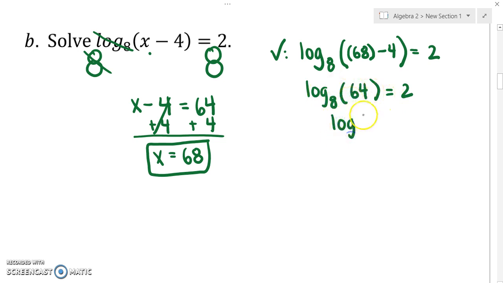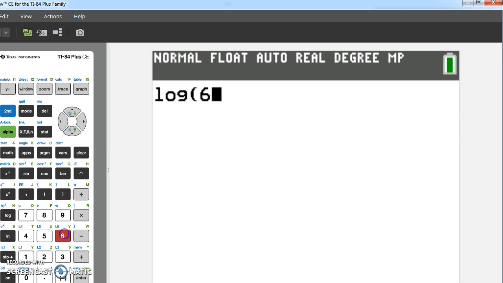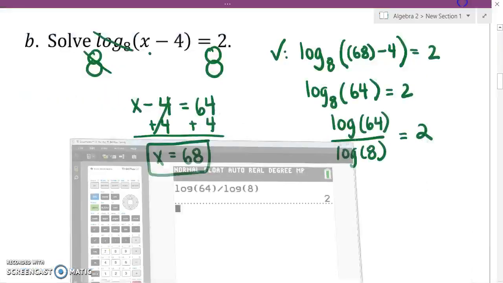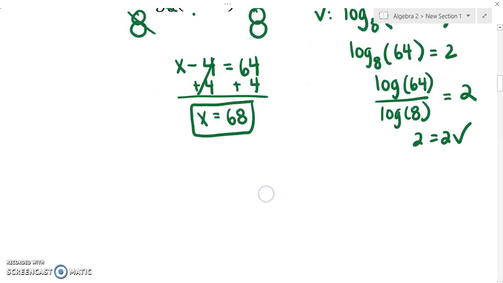So on the calculator, I'm going to type log of 64 divided by log of 8. And I'm hoping that's going to be 2, but we will see in just a second. So let's clear this out. Log of 64, close the parentheses, divided by log of 8. And there's our 2. Perfect. So that again works. Done. Awesome job.